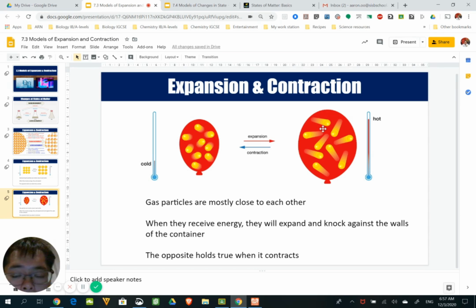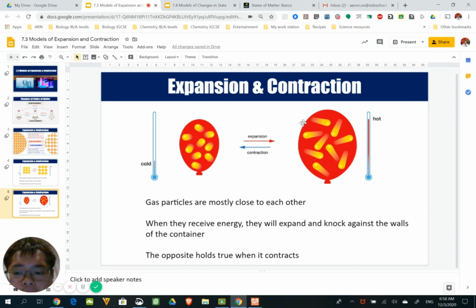Now, the reason why balloons burst is because all the gas particles here have already received energy. They receive energy, they collide with each other, they knock against each other, and besides that, they knock against the walls. All right. So when they knock against the walls, they keep trying to push the balloon out, expand and expand and expand. Okay. Until there is a point of no return where there is too much and it has surpassed that limit, it will break.